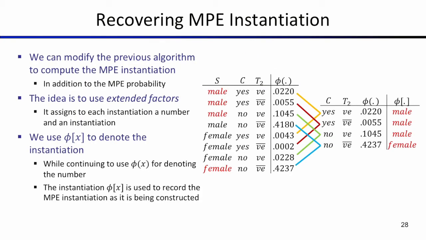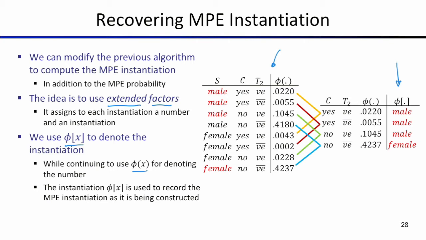So the technique that we're going to discuss to recover the MPE instantiation is called the extended factors. It's basically adding one new field. So usually to have these tables here, we're going to have one table that has this additional field here. We're going to use this notation, phi x between brackets, to denote what is the instantiation, and we keep this phi x between parentheses to denote the probability, the number that we have in the table.